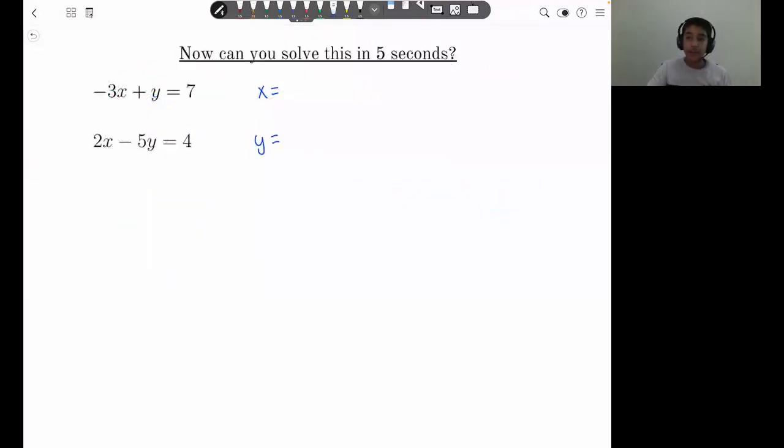Now that you know how to solve 2 variable equations very quickly, I will demonstrate how you can do them in less than 5 seconds. Negative 5 times 7 equals negative 35. Negative 35 minus 4 is negative 39. Negative 3 times negative 5 equals 15. 15 minus 2 is 13. Negative 39 divided by 13 is negative 3. 7 plus 3 times negative 3 equals negative 2.